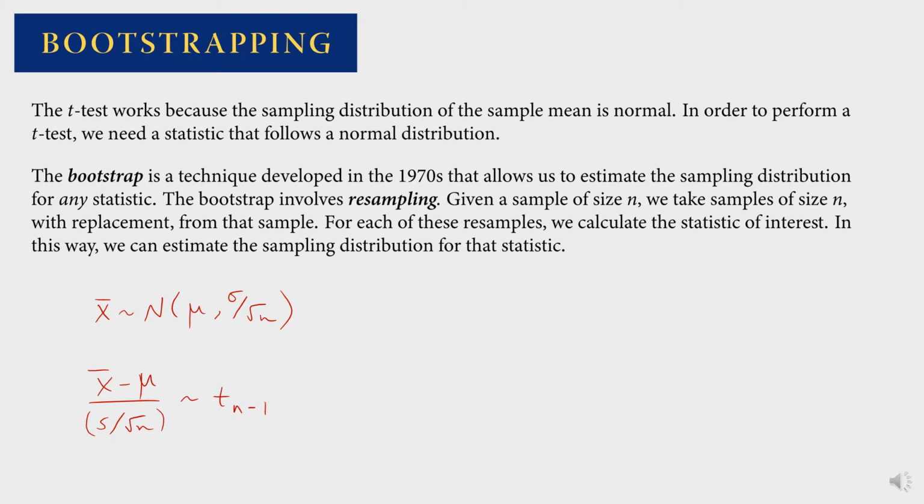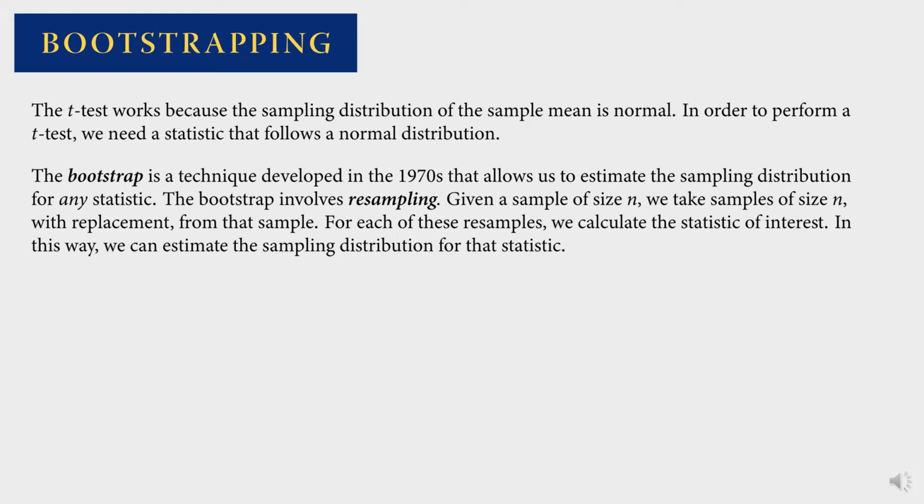But what if we're interested in something other than the mean? Maybe the median or the standard deviation or the maximum or some other parameter of the population. The t-test only works for a mean, but there's a technique called bootstrapping that allows us to estimate the sampling distribution for any statistic. And it's actually a pretty simple technique.